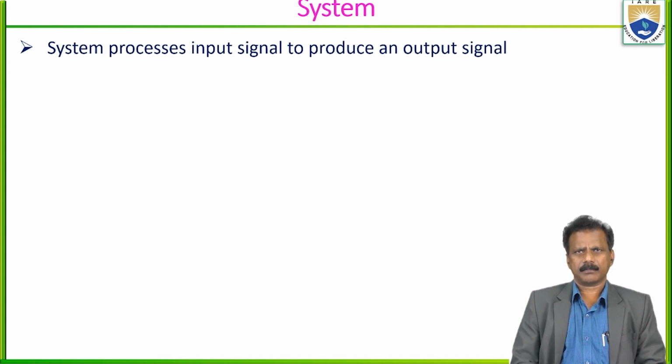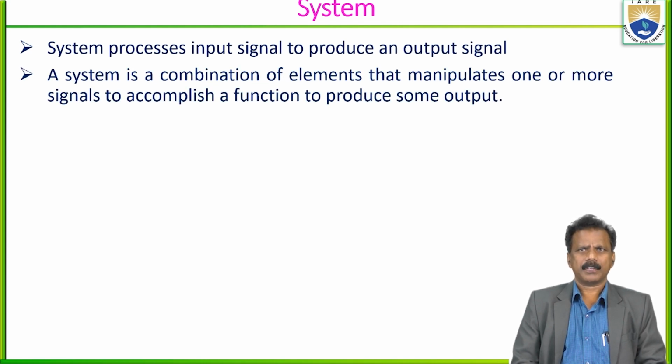The system is followed by the input section, and the output section is the output. In terms of that, the system can process from input to output. The system processes input signals to produce an output signal. The system is a combination of elements that manipulates one or more signals to accomplish the functions to produce some output. That may be the expected output, response or output.